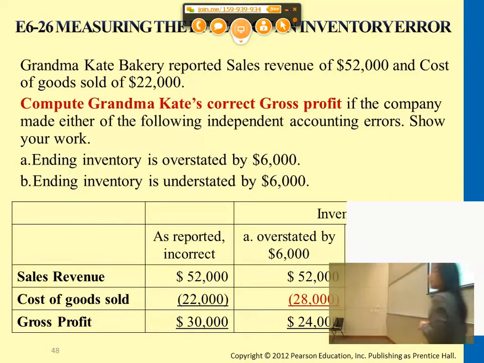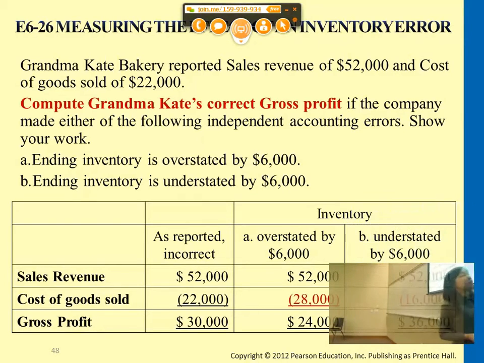Okay, what about B? B, ending inventory is understated by $6,000, meaning at the same time, cost of goods sold will be overstated by $6,000. So again, if we go back to the wrong information here, if you want to change this, if this is overstated, $22,000, then you want to subtract it to its correct amount by subtracting $6,000 so that it reaches $16,000, right? And then B, ending inventory is understated. At the same time, gross profit is also understated. So you add back that $6,000, $36,000.